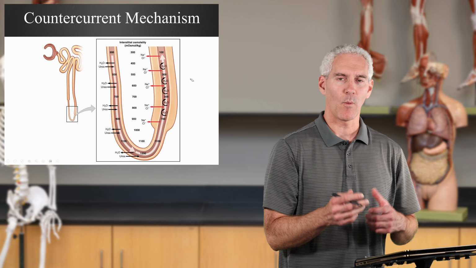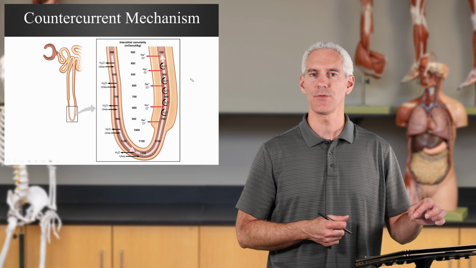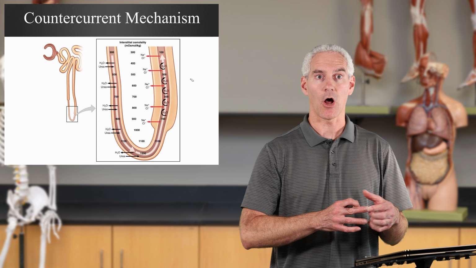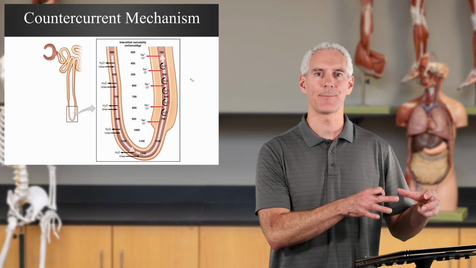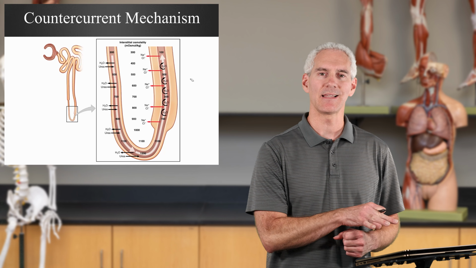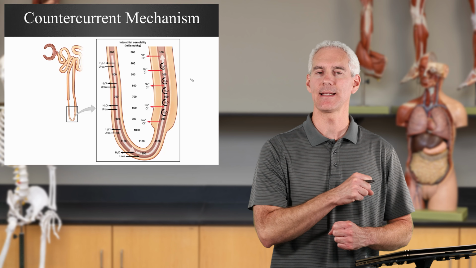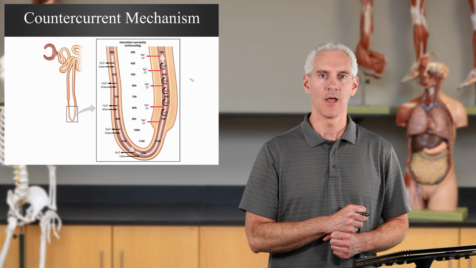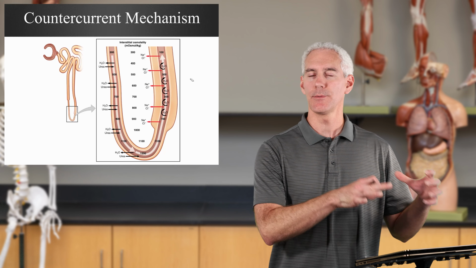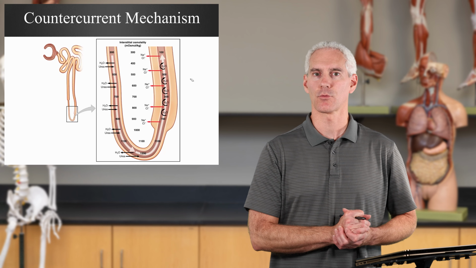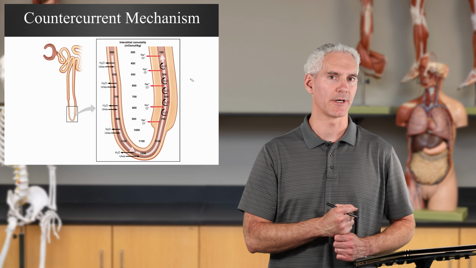That's because when all the filtrate is going through these loops of Henle, it doesn't always need to be concentrated. This is just setting up the gradient. The loop of Henle is not creating concentrated urine. The collecting ducts are what will create that urine. So the loop of Henle is just setting up the gradient in these juxtamedullary nephrons.